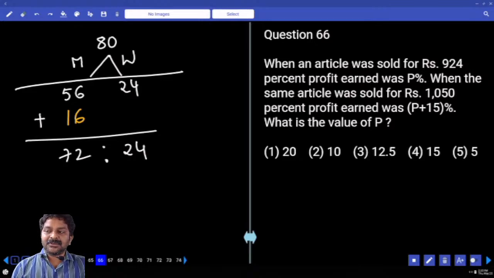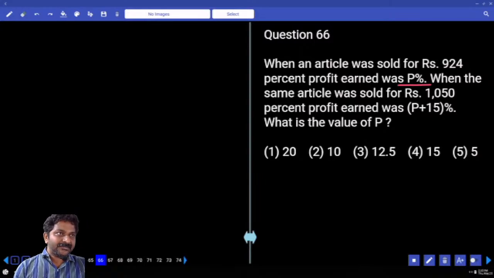When an article was sold for 924, the profit percentage earned was P. When the same article was sold for 1050, the profit earned was P plus 15%. What was the value of P? Earlier what was the profit percentage?